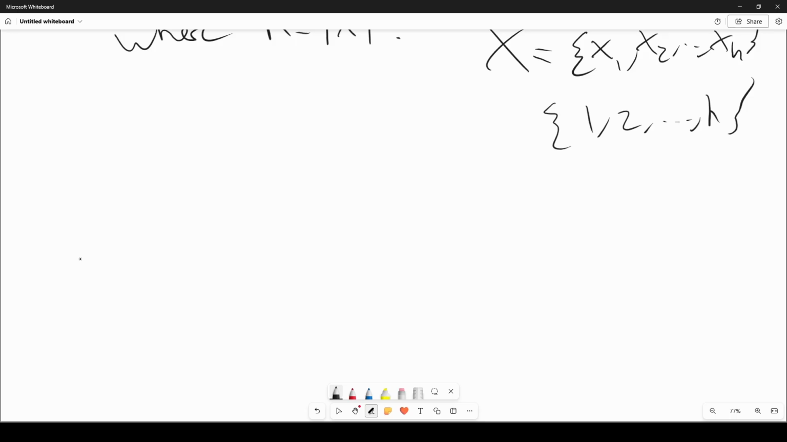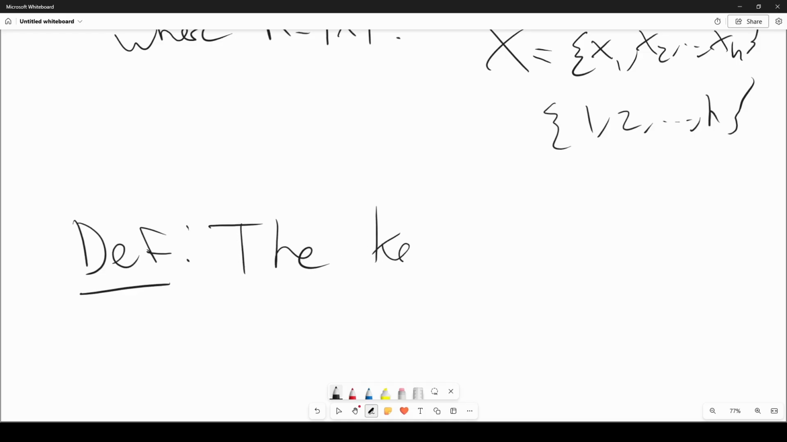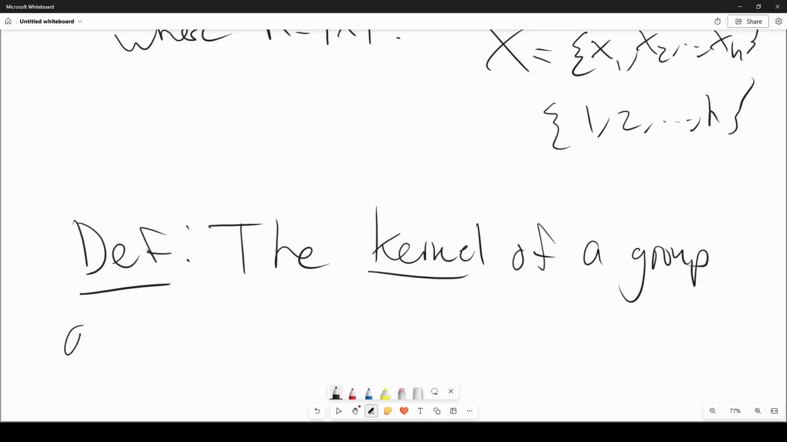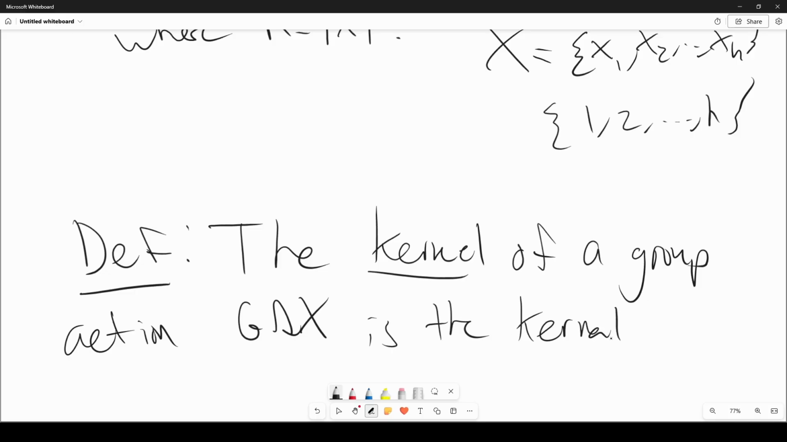A couple more definitions that will hopefully build us up to Cayley's theorem. Definition: the kernel of a group action, G acting on X, is the kernel of its action homomorphism.